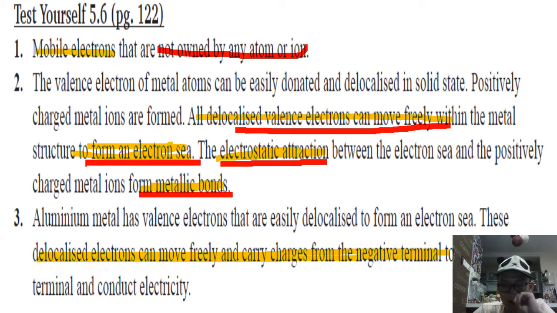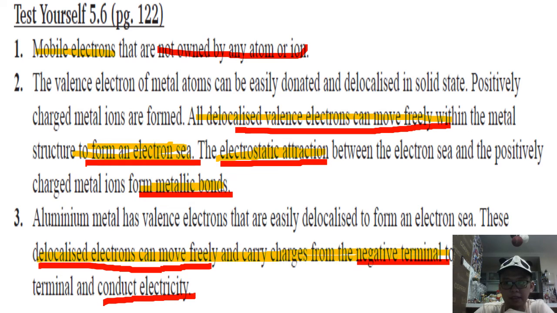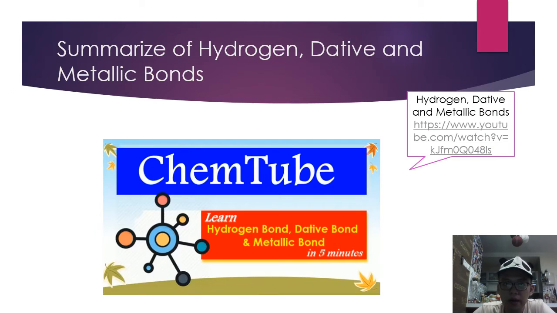And aluminium metal, because it has delocalized electrons which can move freely and carry the charge from the negative terminal to the positive terminal, can conduct electricity. So let us summarize the hydrogen, dative, and metallic bonds.